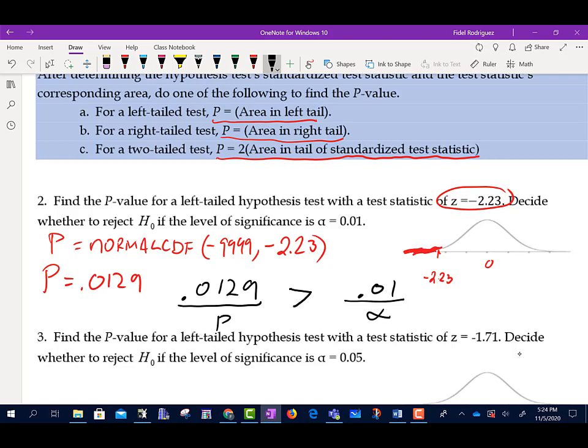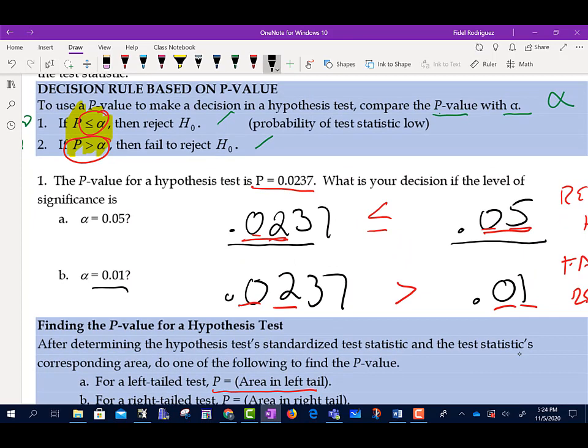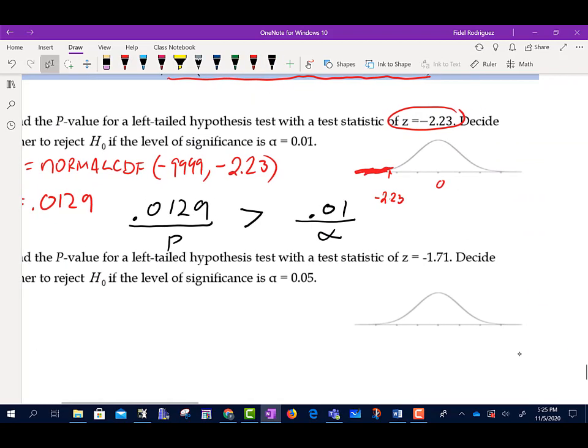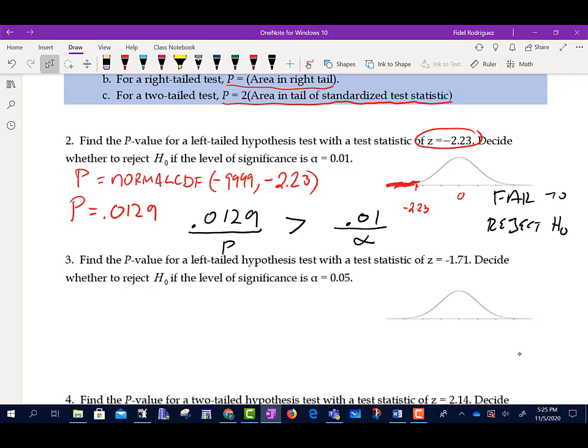Okay? So then we say, what happens if p is bigger than alpha? I'm going to come back over here, and look what it says. It says if p is bigger than alpha, then we're going to fail to reject the null hypothesis, right? So right here, I'm just going to say we're going to fail to reject the null hypothesis H0. Okay? That's all I'm trying to do for that particular problem.